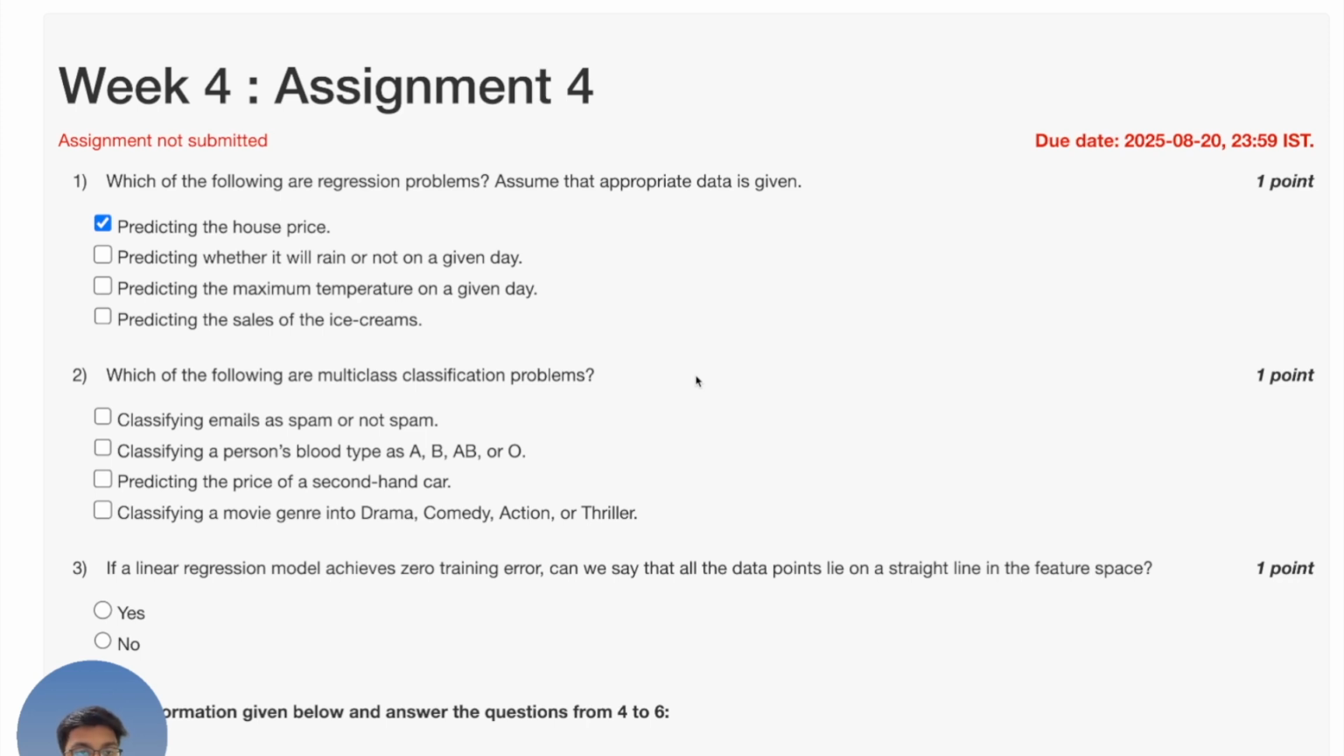Option three: predicting the maximum temperature on a given day. Yes, it can be considered a regression problem because the numbers are increased or decreased. If we are playing with numbers in a frequency, in a range and a flow, then it is considered a regression problem. So this will also be considered a regression problem.